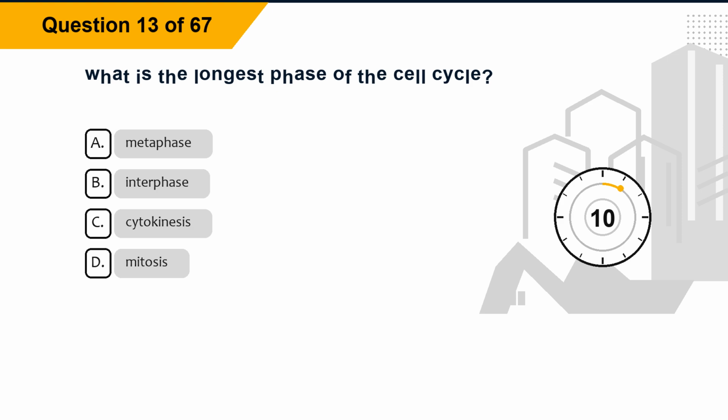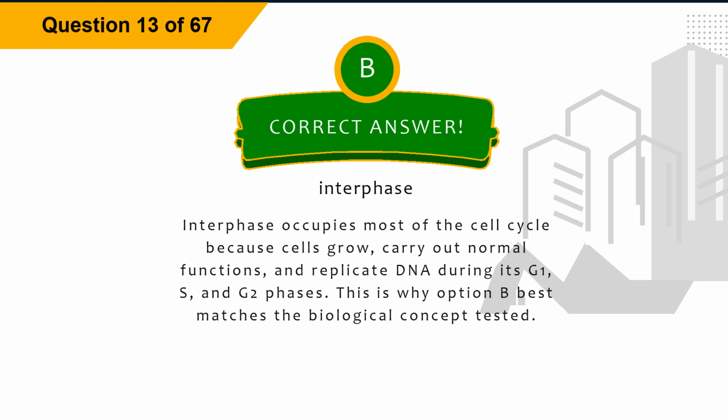Question 13. What is the longest phase of the cell cycle? Option A, metaphase. Option B, interphase. Option C, cytokinesis. Option D, mitosis. The correct answer is option B, interphase.